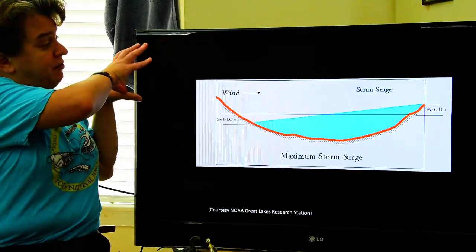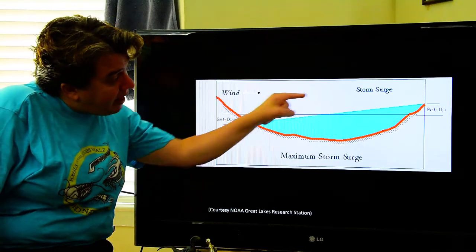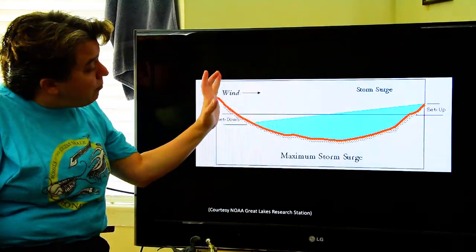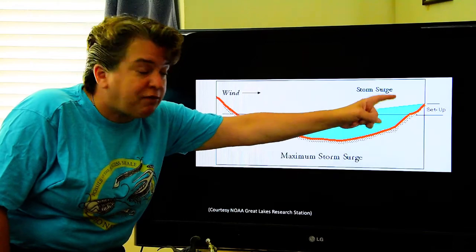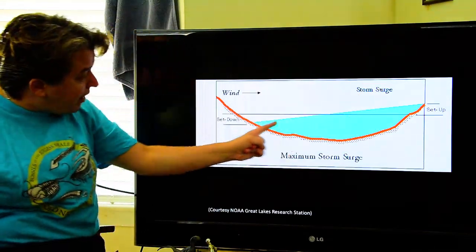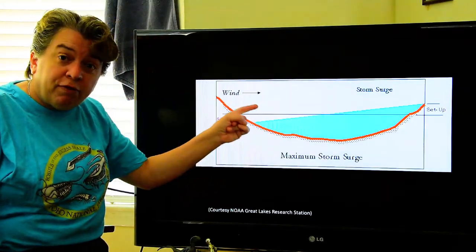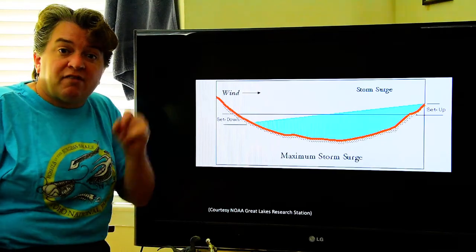And you have the winds blowing in one direction. And those winds then push a lot of the water in the lake to one side of the lake. But then when the storm passes, all that water that got pushed in that side of the lake then races to the other side of the lake. And it kind of then goes back and forth for a little while before it settles down again.